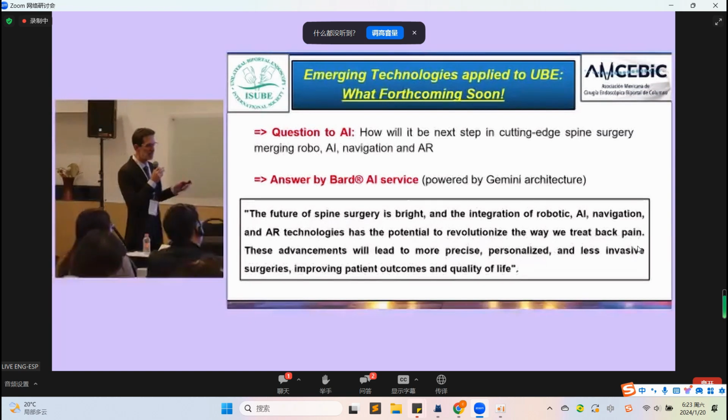This is an example of AI, a simple example of the interaction with something that you use in spine surgery.